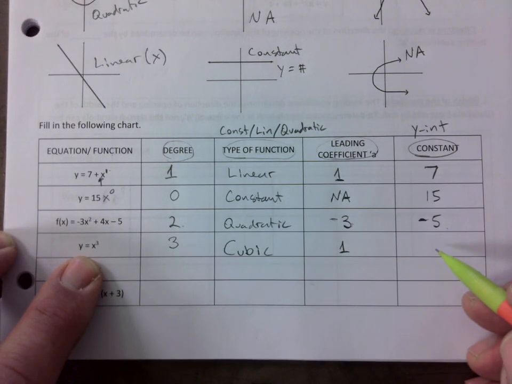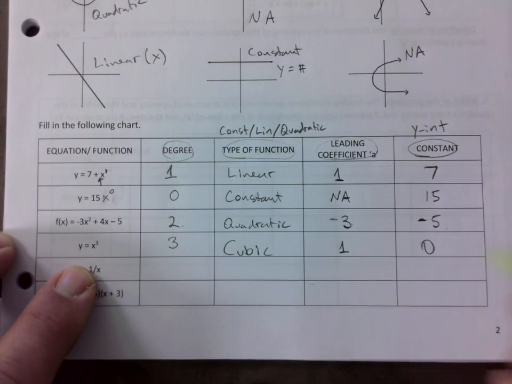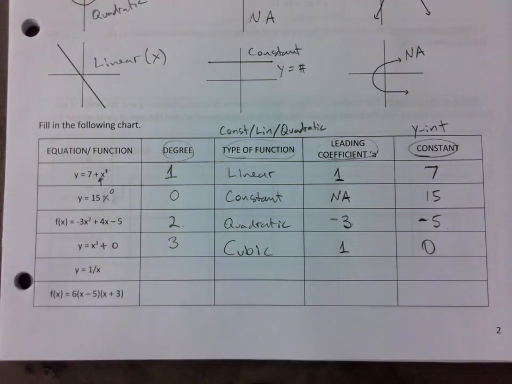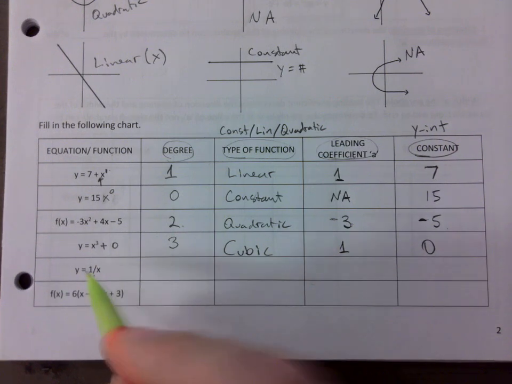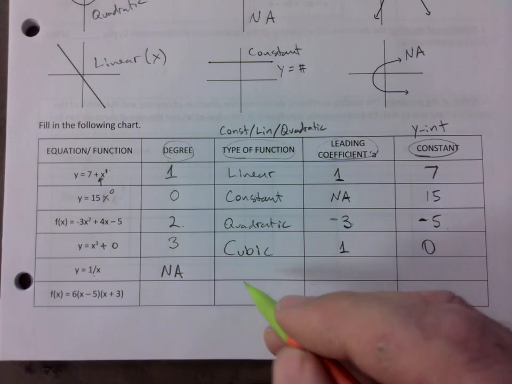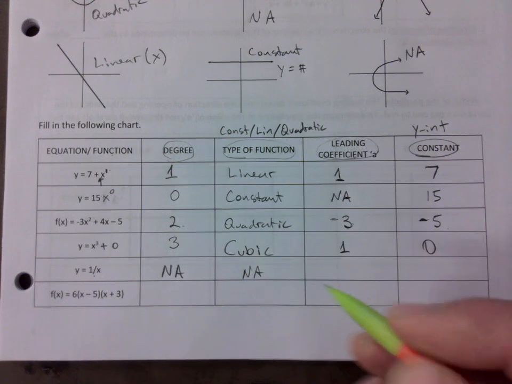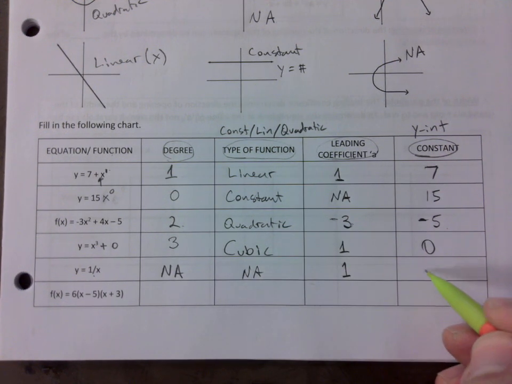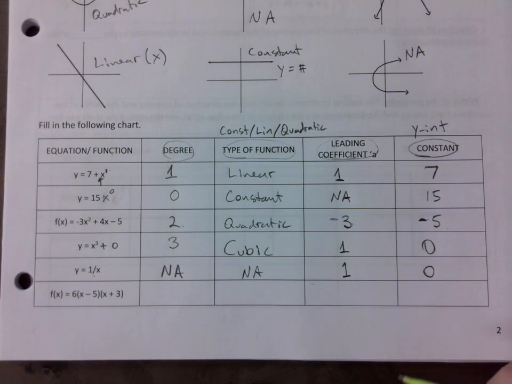Is there a constant? I'm here to say yes. It's 0, right? It's just 0. There's a plus 0 following it. It's just not there. It's invisible. Okay? 1 over x, I'm going to say it's not applicable. Okay? We're just going to say not applicable. The leading coefficient is 1. The constant is 0. Okay?